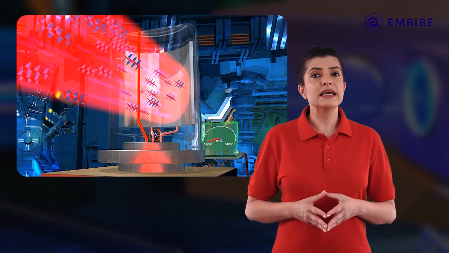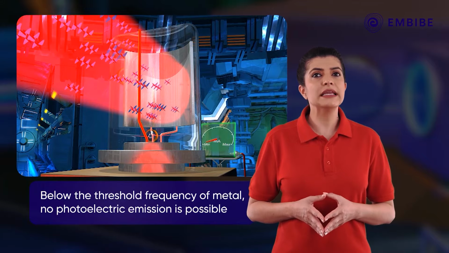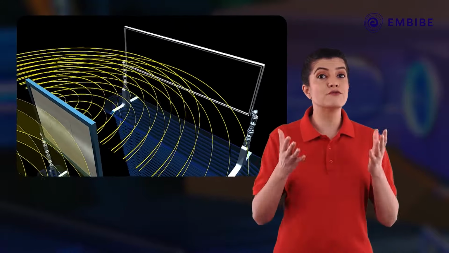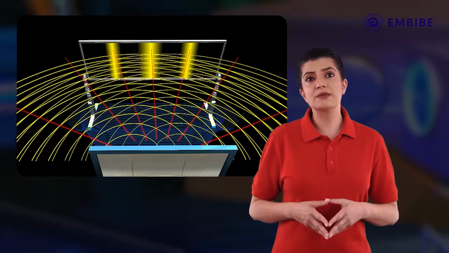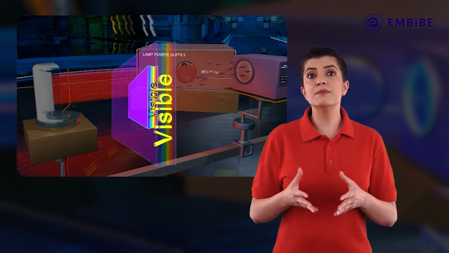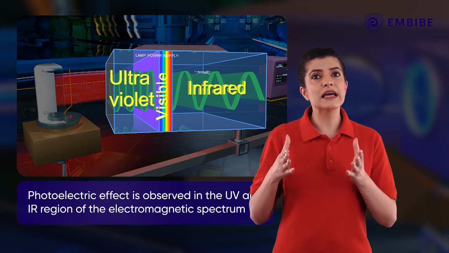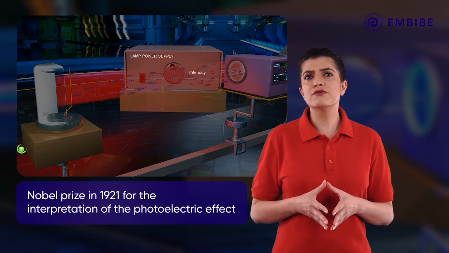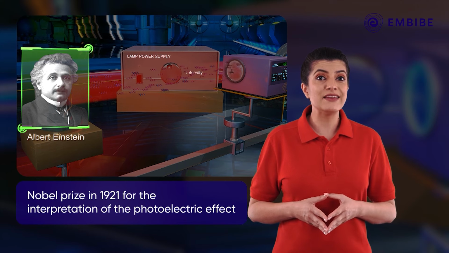It should be noted that below the threshold frequency of a metal, no photoelectric emission is possible even if the intensity of light increases. All these observations of the photoelectric effect explained the particle nature of light, which could not be explained by the classical wave theory. For certain metals, besides the visible light region, the photoelectric effect is also observed in the UV and IR region of the electromagnetic spectrum. Interpretation of the photoelectric effect was one of the key contributions of Einstein, for which he received the Nobel Prize in 1921.